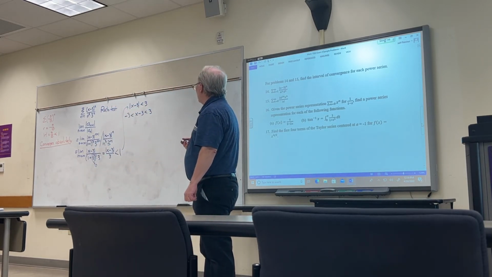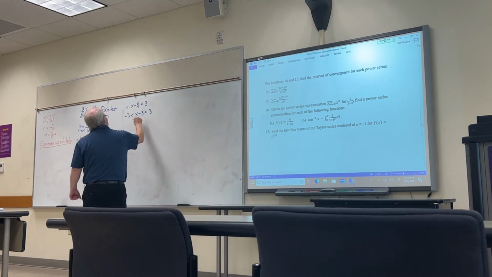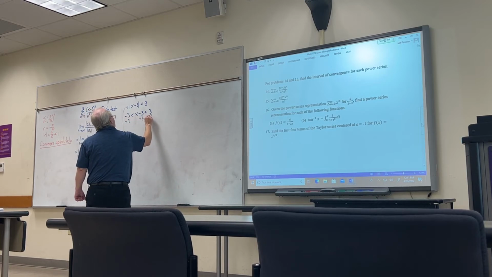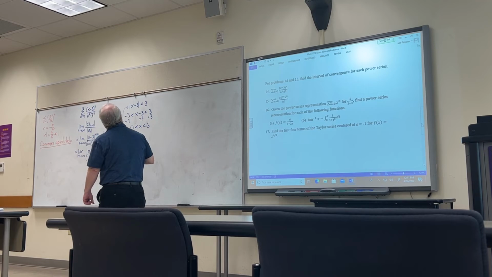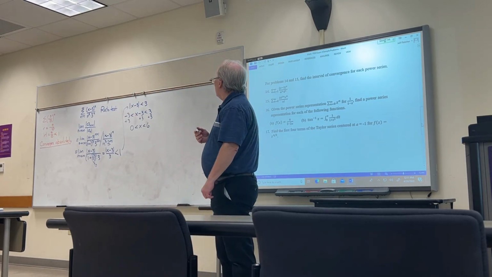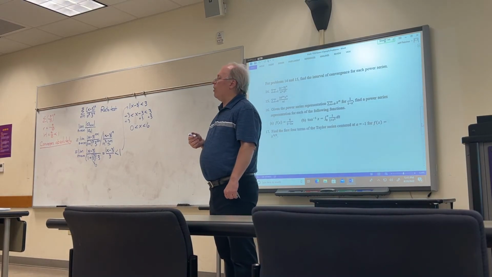Well, now how do we get x by itself? Add 3. Now we can go ahead and add 3, and of course we'll have to do that on both sides. So what do we get? 0 less than x less than 6. Right, so it converges for values of x between 0 and 6. Now, are we actually done yet? Probably not. No, what else do we need to do to finish?